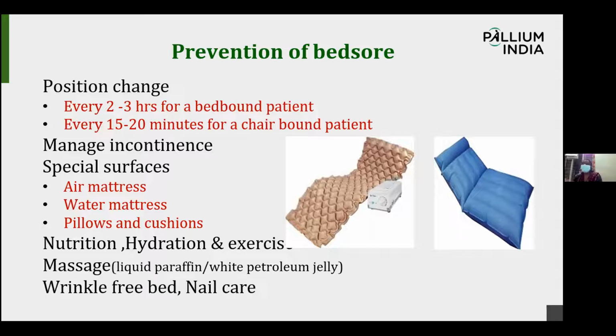Whenever they change the position, they can give special attention to pressure points, and after that they can take white petroleum jelly or any moisturizing cream in their hand and give a simple massage on that area, especially on the pressure points. That will help to improve the blood circulation, and that way we can prevent pressure ulcer. If liquid paraffin or white petroleum jelly is not available, they can use coconut oil.